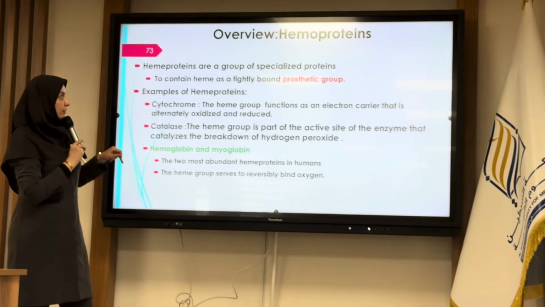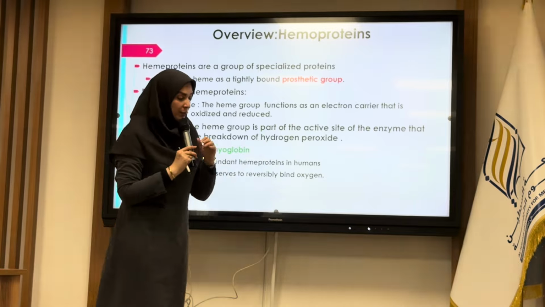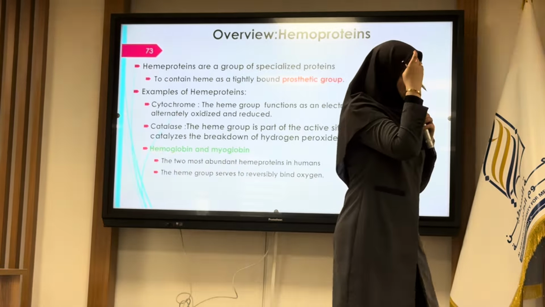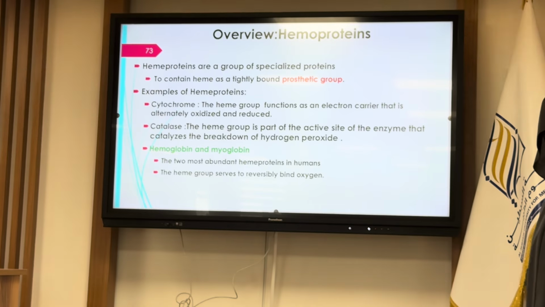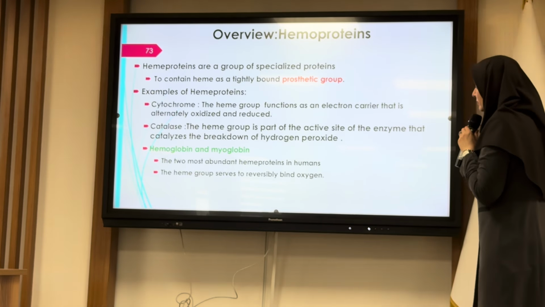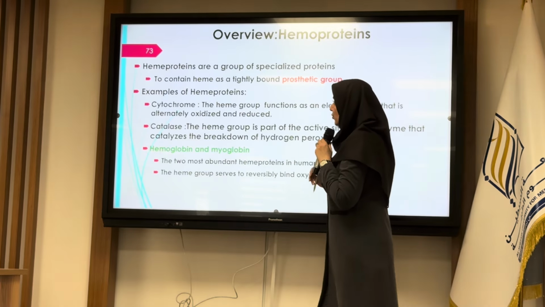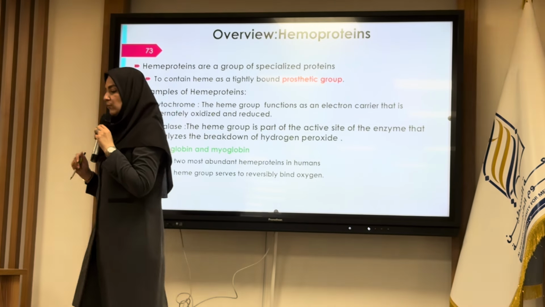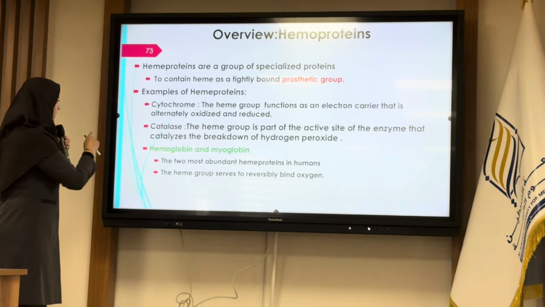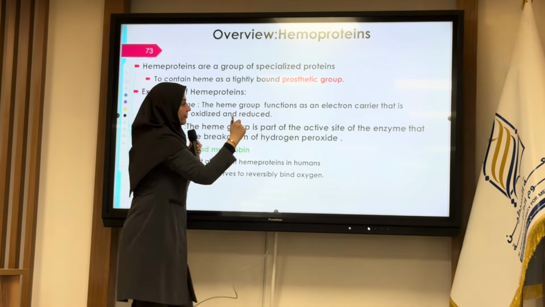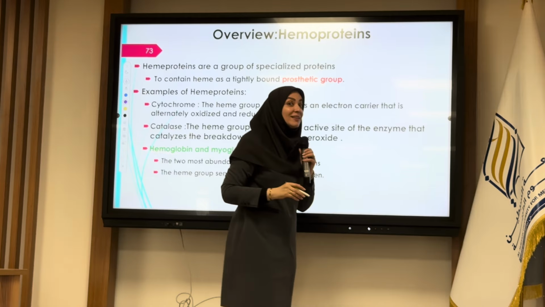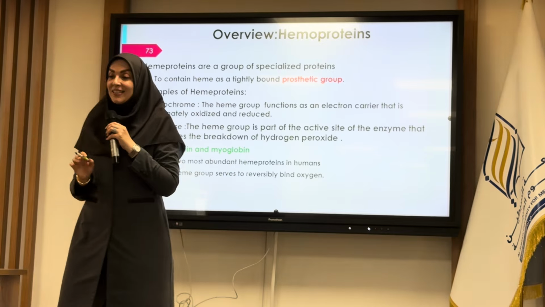About the globular proteins, we have two different globular proteins, hemoglobin and myoglobin. At first, you should know that hemoprotein, what does it mean? Blood protein. Protein found in the blood. No, not the plasma of the blood. No, the red blood cell.